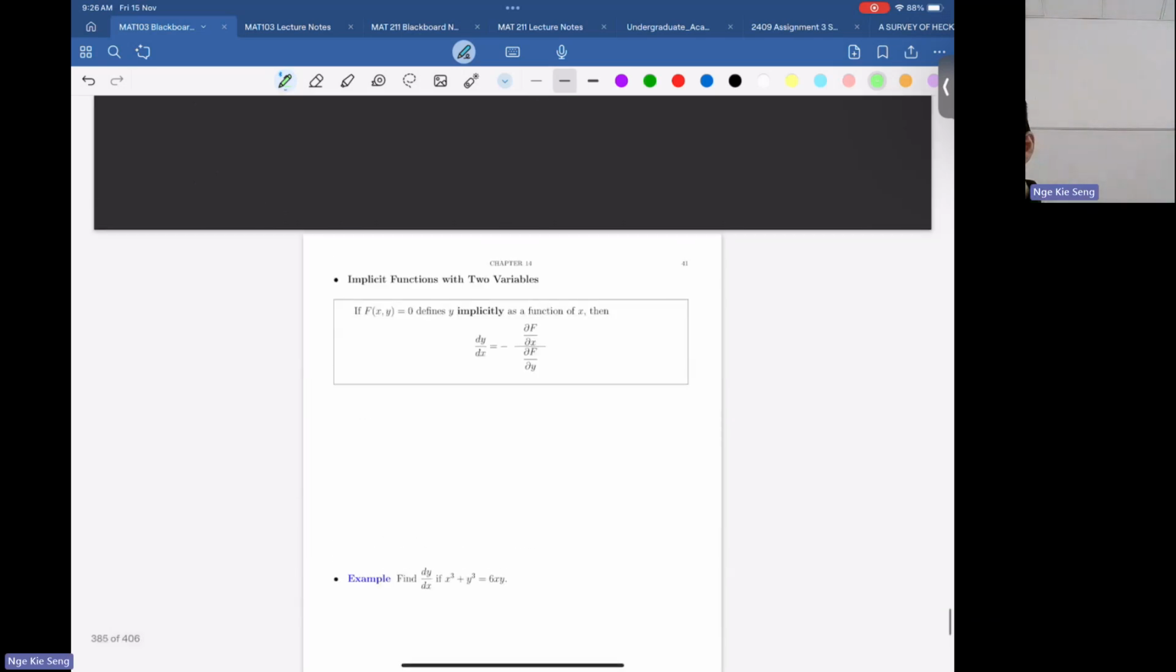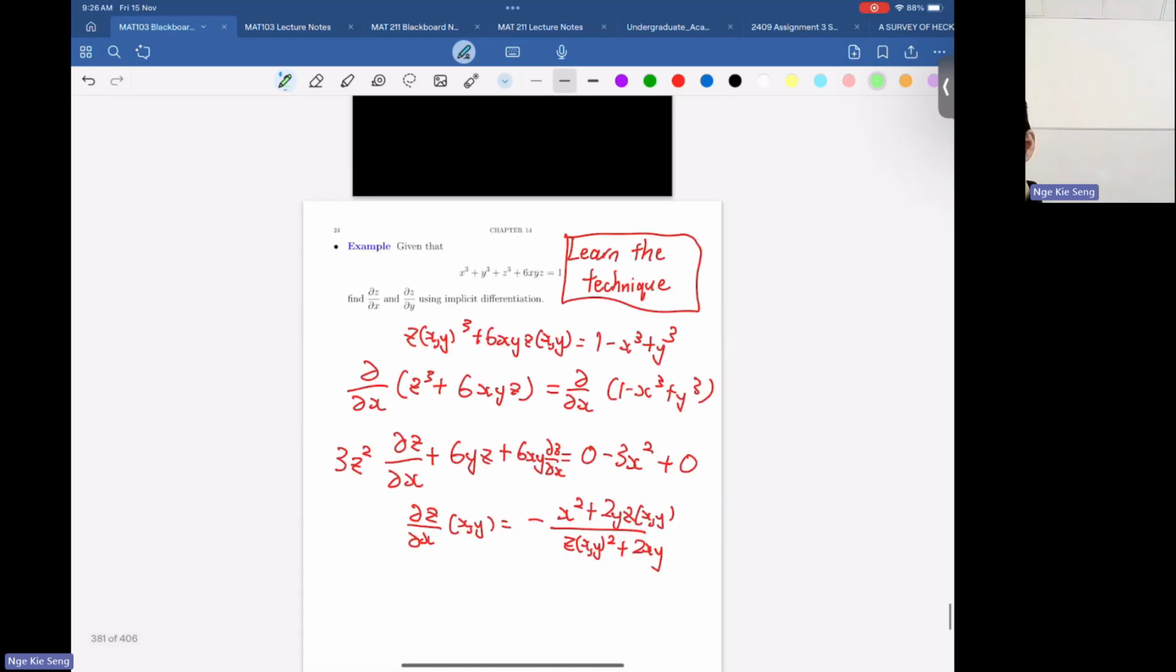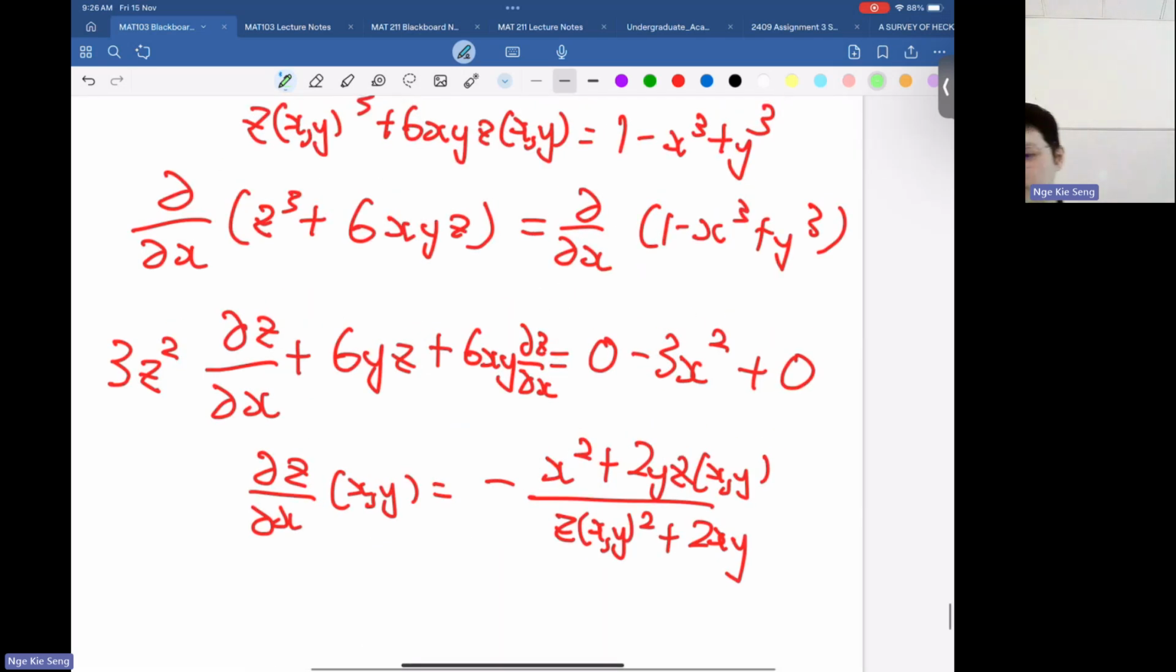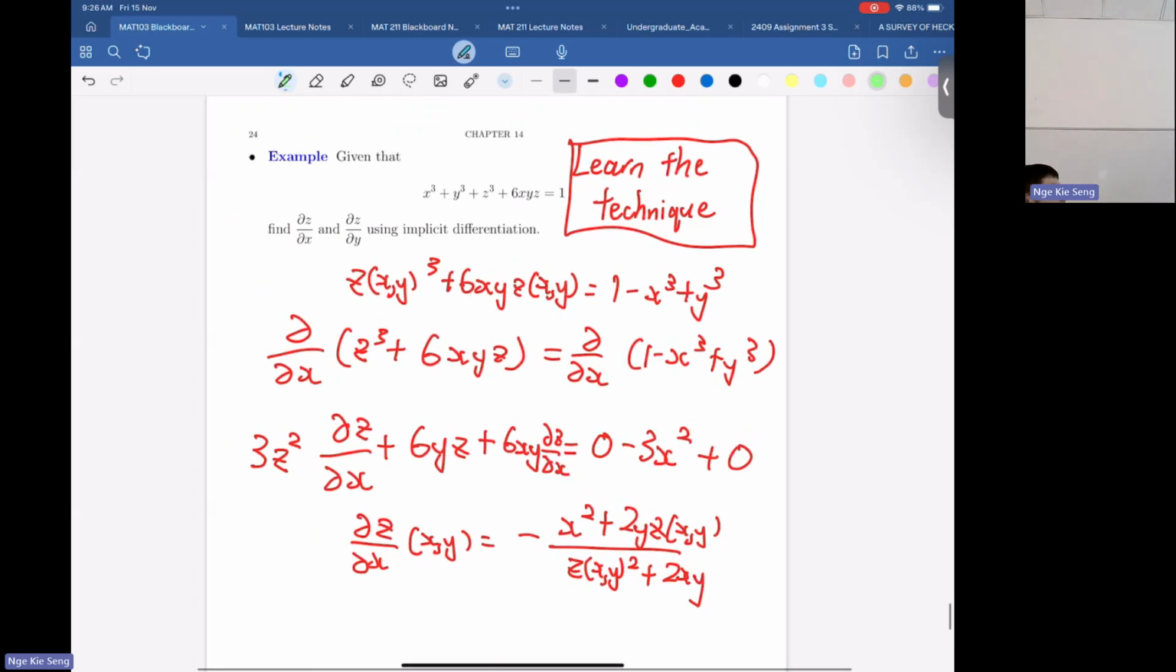So next, I want to motivate this implicit function theorem. So remember that last time we did this implicit differentiation. We solved it by brute force, partially differentiating both sides, and then we used some sort of chain rule or product rule, and then we get del z over del x.